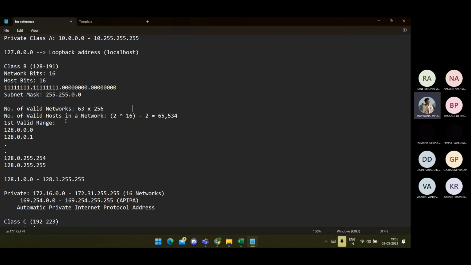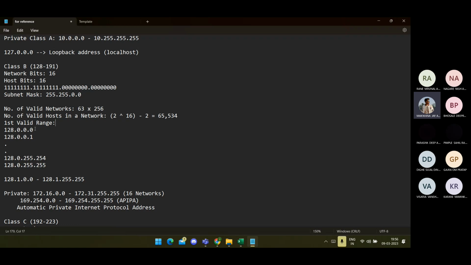Now for the calculation of hosts, we have the same formula, that is 2 raised to the number of bits. In class B, we have 16 bits for host, so we simply do 2 raised to 16 minus 2. That is 65,534 hosts this IP address range can generate.